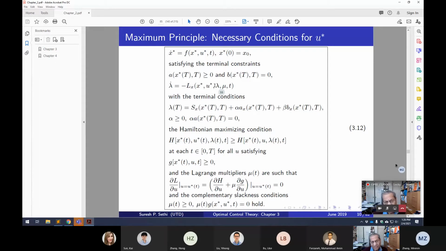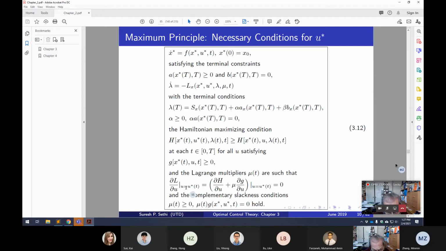Clearly lambda dot satisfies our constraint of the maximum principle. Lambda T, the terminal value, must satisfy this. Again, alpha should satisfy the complementary slackness condition. Then the Hamiltonian must be maximized at each point in time. But to maximize the Hamiltonian at each point in time, subject to this constraint, we maximize the Lagrangian. Actually, we don't literally maximize the Lagrangian. We take the first order condition of the Lagrangian, which is delta L over delta u at u star t.